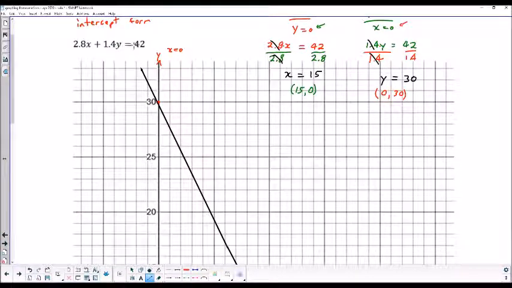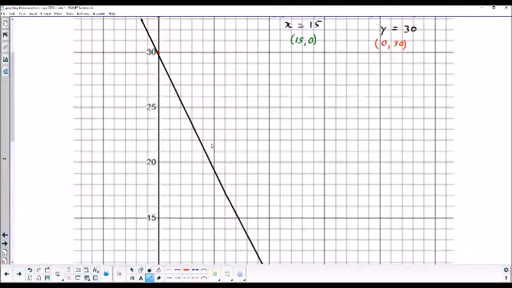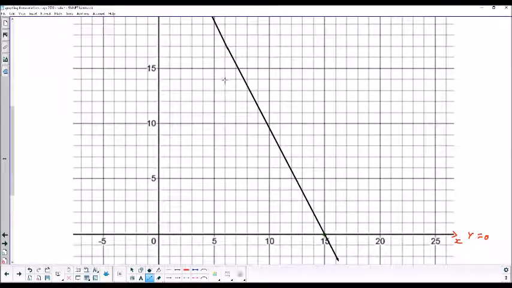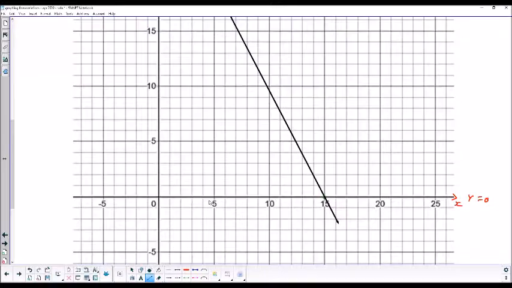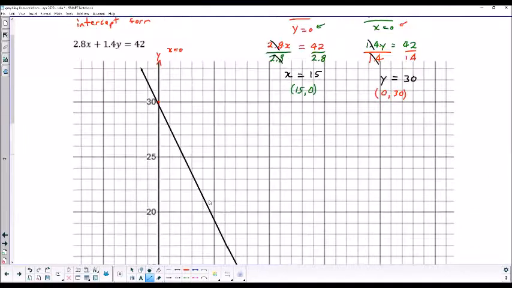2.8x plus 1.4y equals 42. Okay, and that's what the graph will look like. Generally, I'm a little bit off here, but on paper and pencil, you can use a ruler and just draw the line straight through there. Okay, so that's how we draw a graph in intercept form.